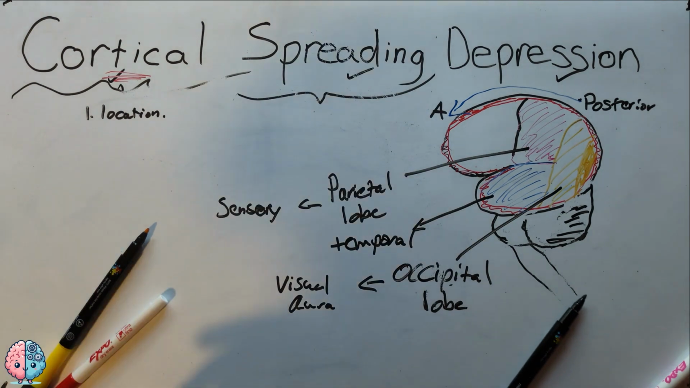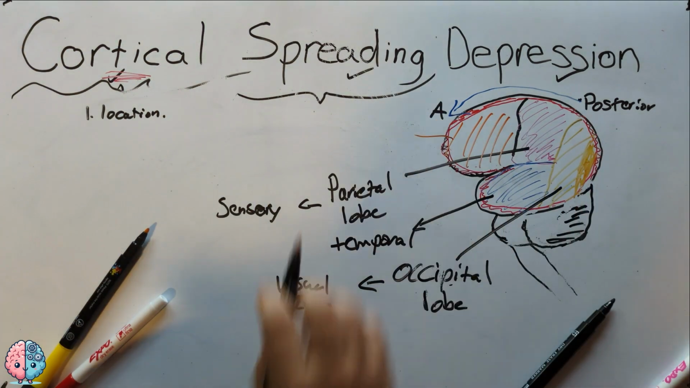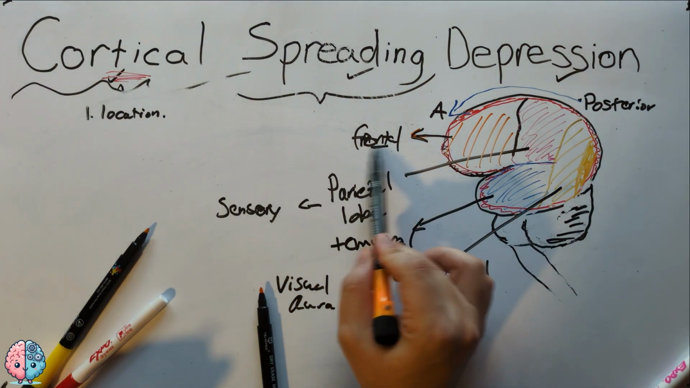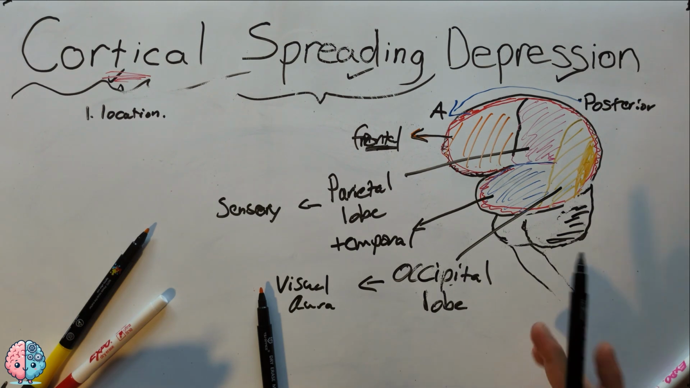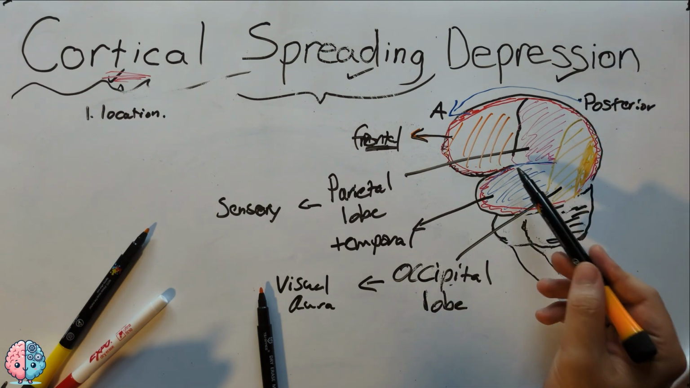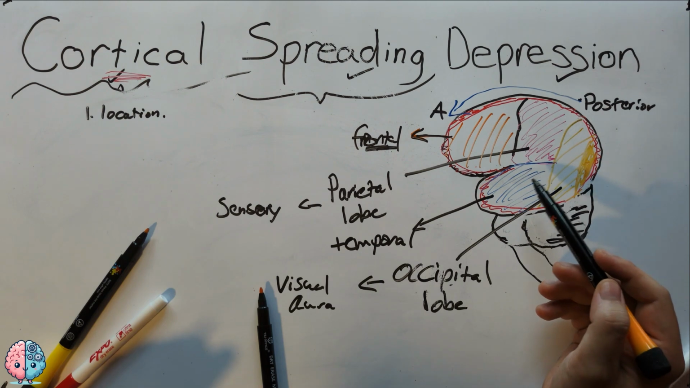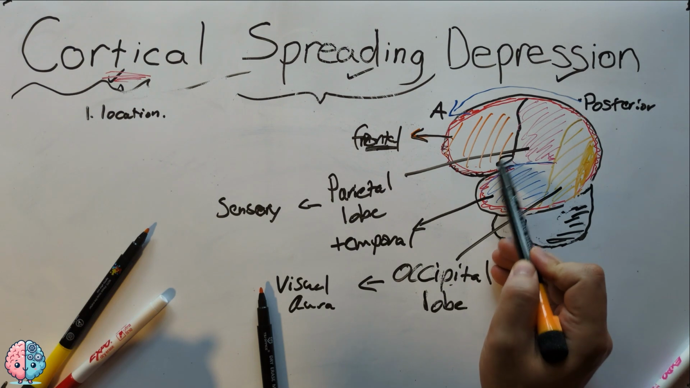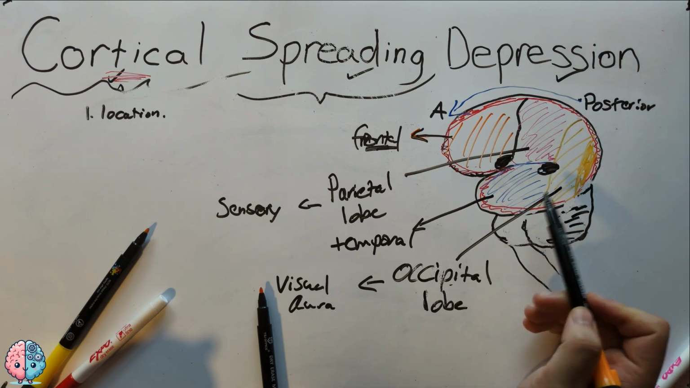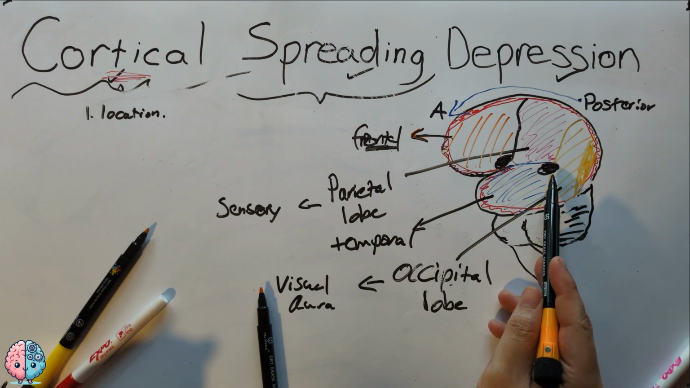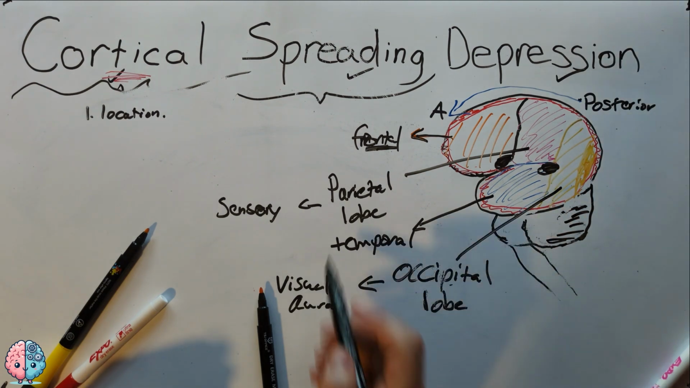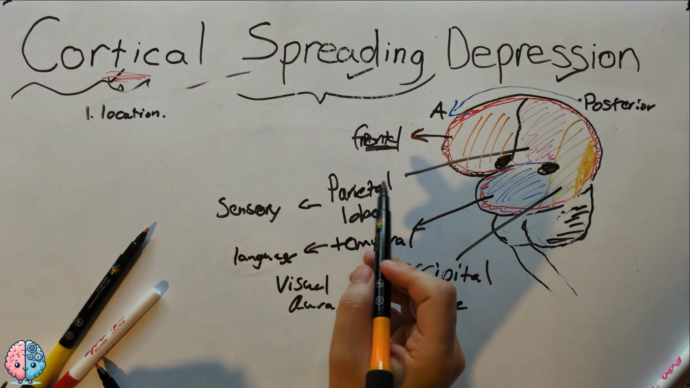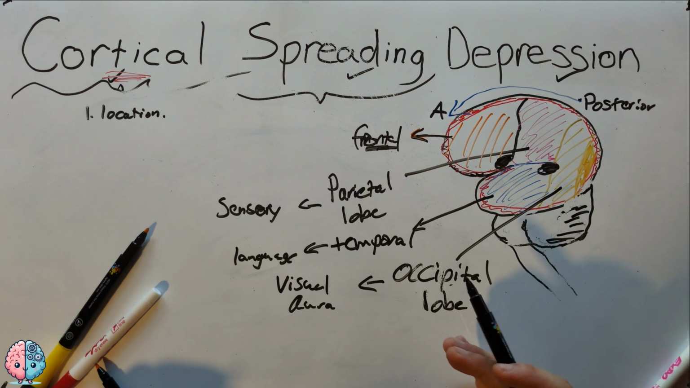And we have the frontal as well. Now, the frontal lobe is in charge of motor control. However, there's also a location in the frontal lobe that's in charge of language. So as it progresses from posterior to anterior, there are locations in the frontal lobe and in the temporal lobe that are in charge of language. So temporal, language aura, and frontal also is the language aura.